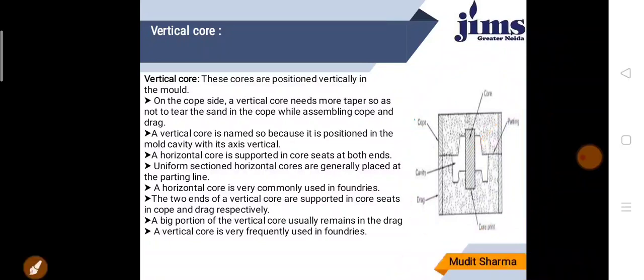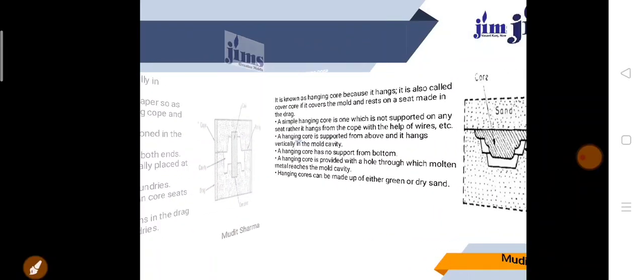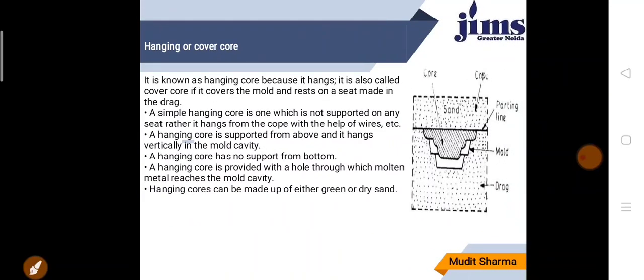Okay. Now next one is hanging core. What is hanging core? Its name indicates hanging core because it hangs. It is also called cover core. It is used when the entire pattern is rammed.